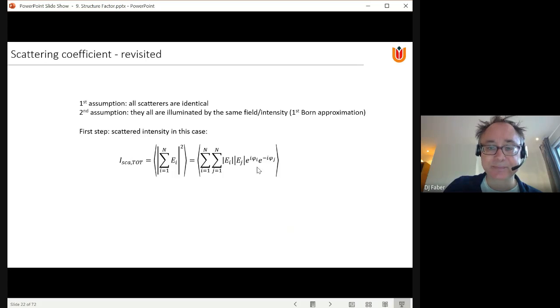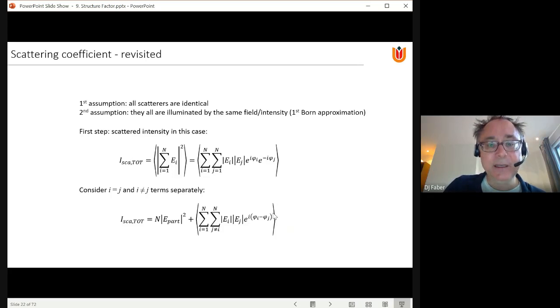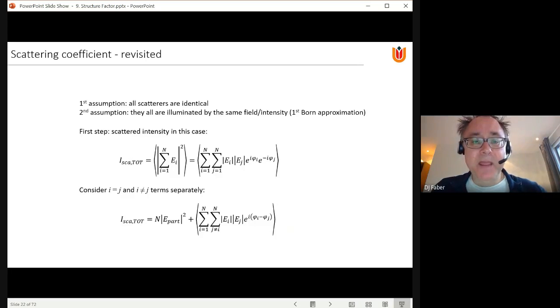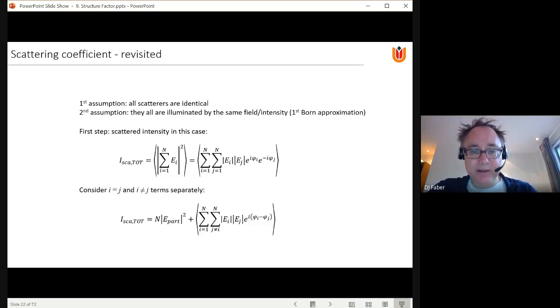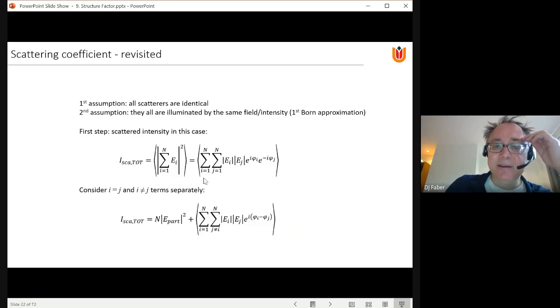So that's given here. This would lead again to what we had on the first slides: this whole series of intensity 1 plus intensity 2 plus intensity 3, etc., and then the whole bunch of cross terms. The cross terms are where the phase difference is actually still there. So now we can consider the terms where i is j, where you're essentially looking at the same particle, and the terms where i is not j, where we're looking at cross terms. We can consider them separately.